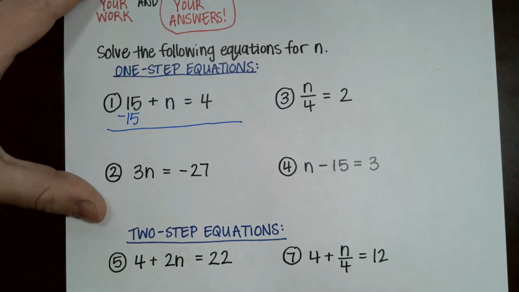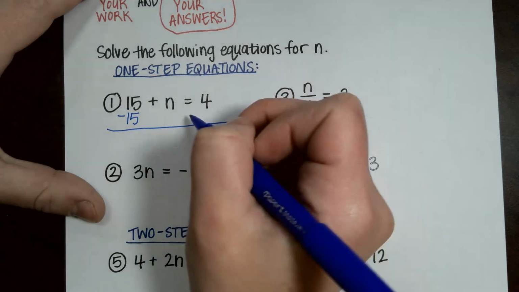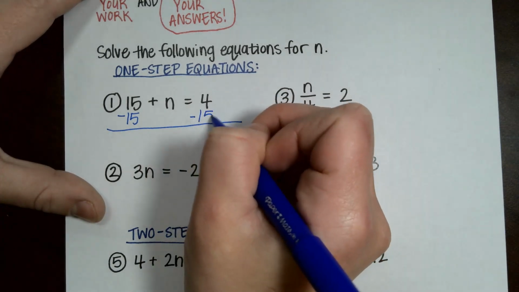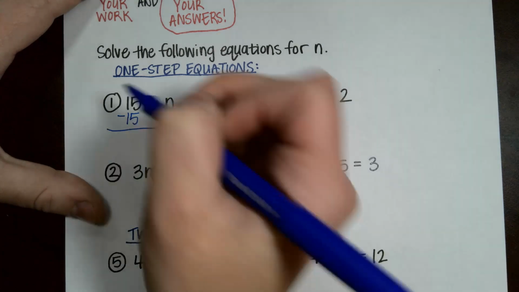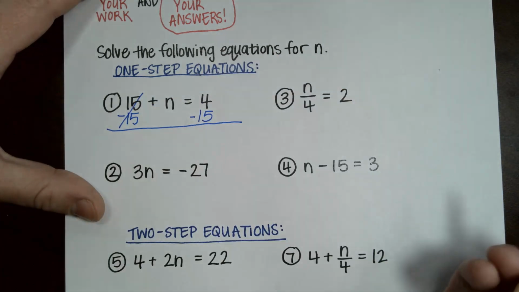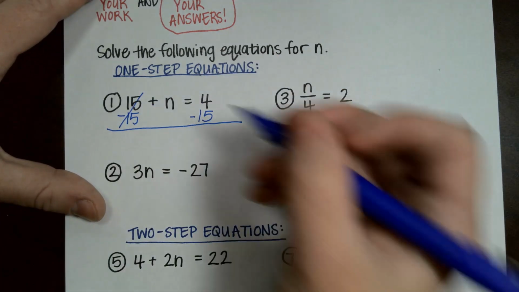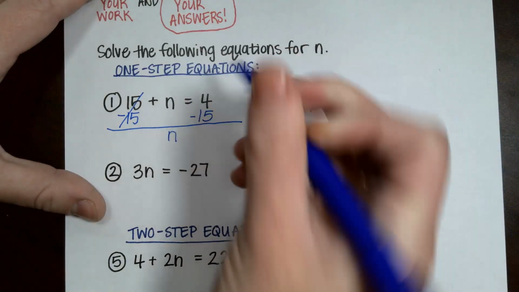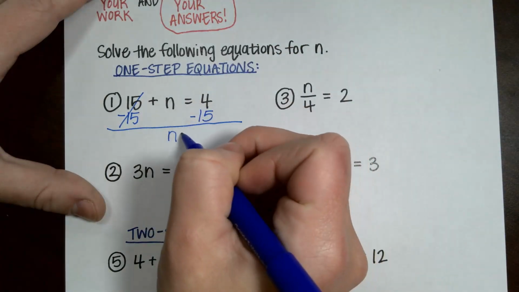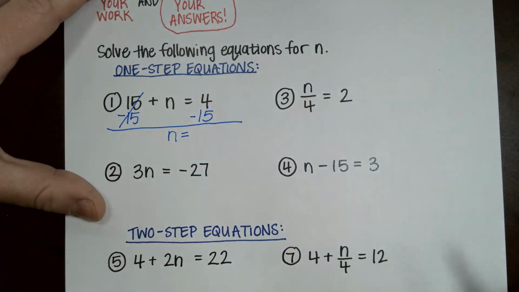And where else do I need to subtract 15? Under the 4. Good. Perfect. Okay, what do I do next? Cancel out. Yes, my 15s are going to cancel out. Then what? Bring it in. Yes, bring down just my n and my equals, and then negative 15.